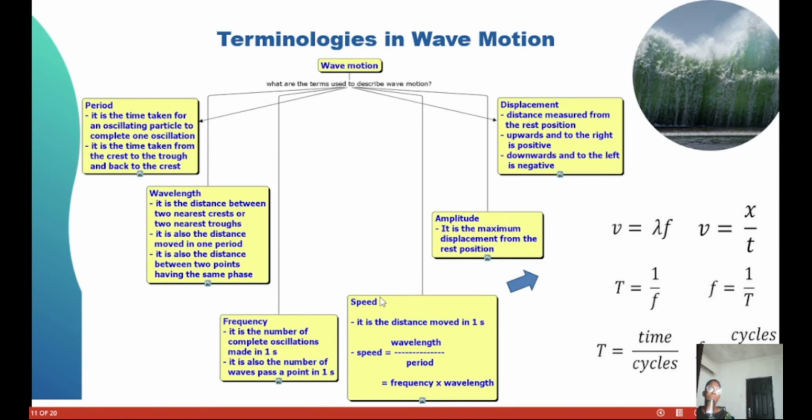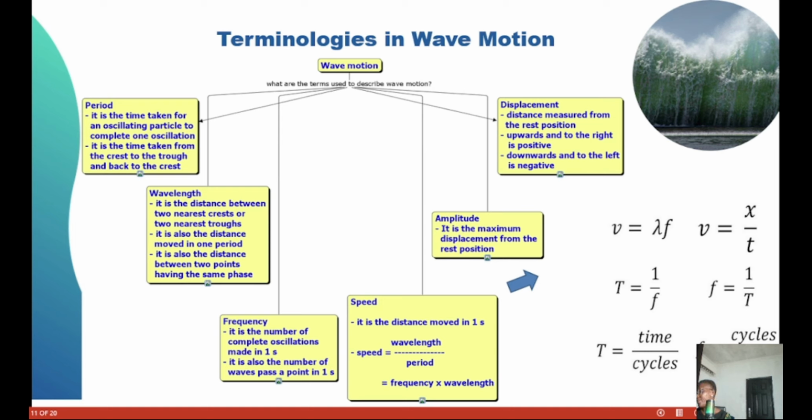So speed, we already know what speed is. Basically, speed is distance over time. But when it comes to wave, speed is wavelength over period. That is what the speed is. So if you want to find the speed of a wave, the speed is measured as wavelength divided by the period. Amplitude is the maximum displacement from the rest position of the wave. Displacement is the distance measured from the rest position, upward and to the right is positive, downward and to the left is negative. So these are the important formulas we need to actually know.